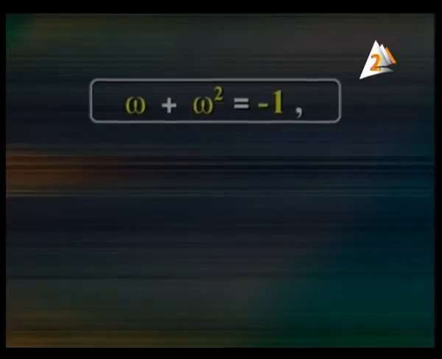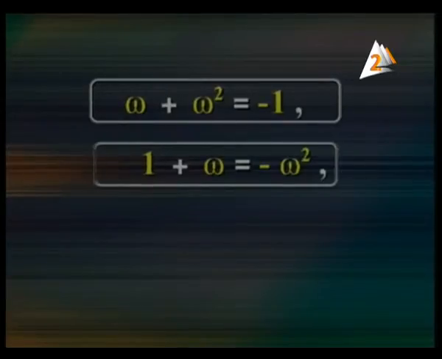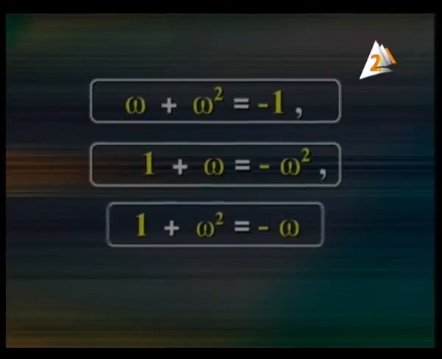Corollary. Omega plus omega squared equals negative 1. Why? Because 1 plus omega plus omega squared equals 0. Then omega plus omega squared equals negative 1. 1 plus omega equals negative omega squared. 1 plus omega squared equals negative omega.